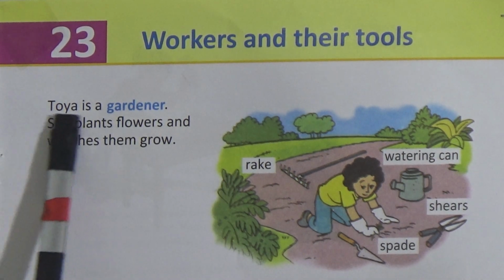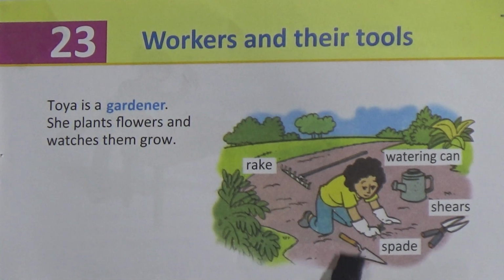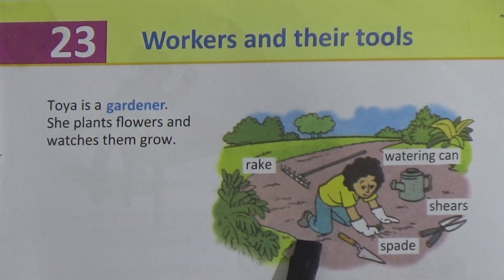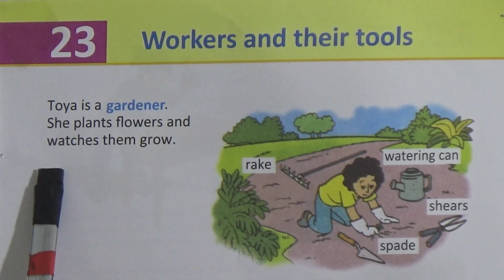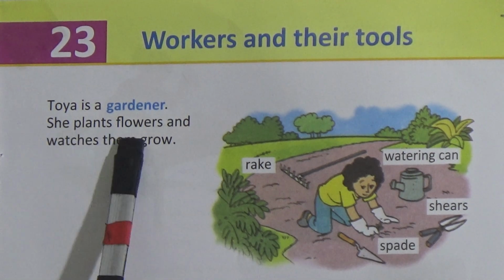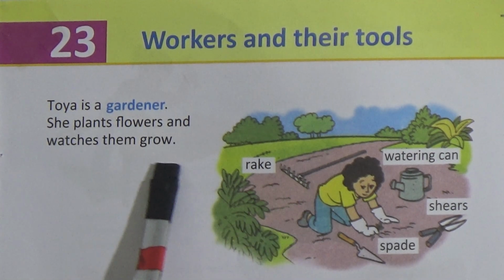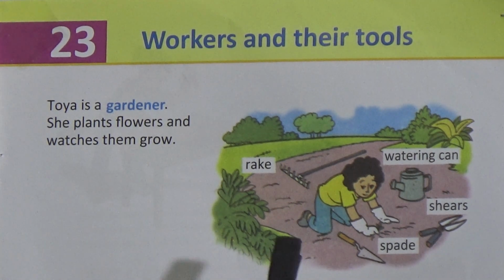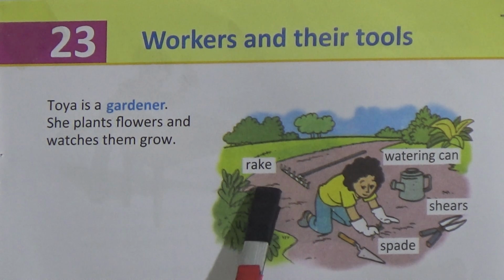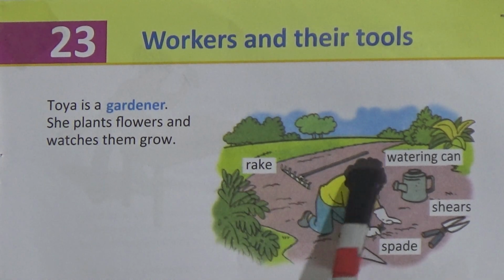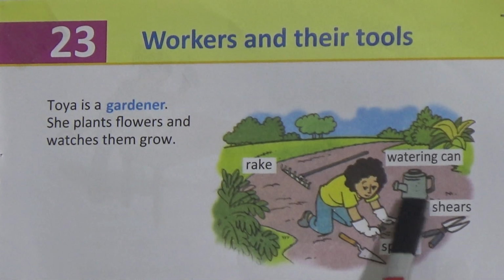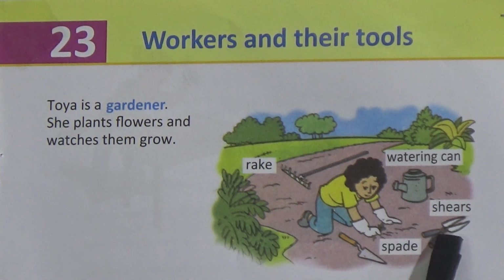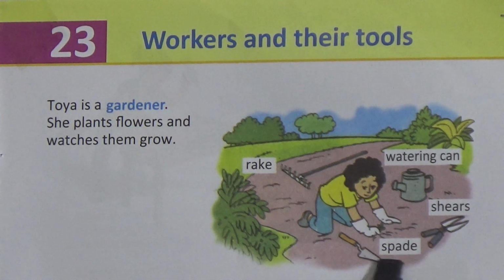Here is written, Toya is a gardener. Look at here, this picture. She is Toya. She is a gardener. She plants flowers and watches them grow. What type of tools she used? Here is a rake. Look at here, for gardening she used rake, and here is watering can. This one is watering can, and here is shears, and here is spade.